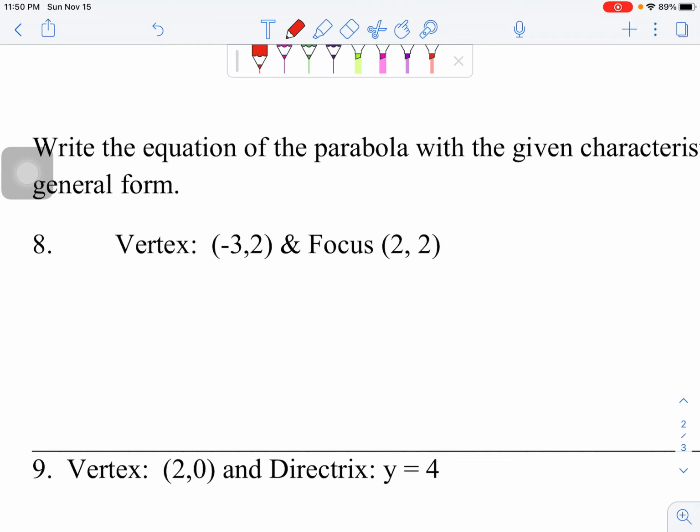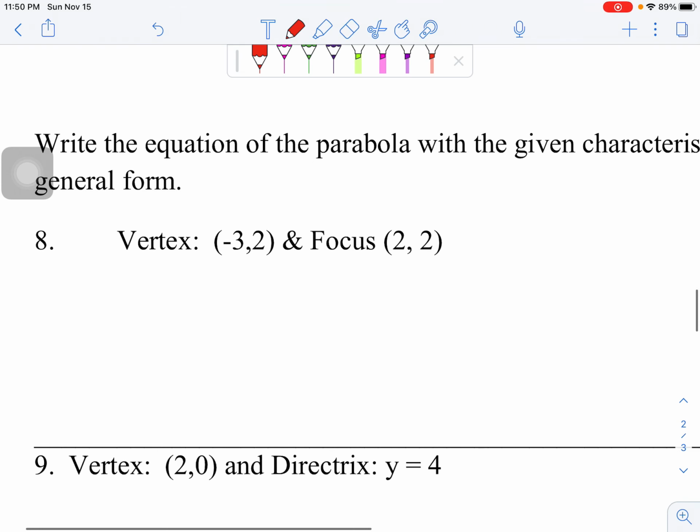No, I'm not looking for perfection on this sketch. I don't think you should either, but at least get the idea of where these points are or where the directrix is so that you understand how the graph is opening. All right, so in this case, I've given you the vertex and a focus. So let's go ahead and graph that.